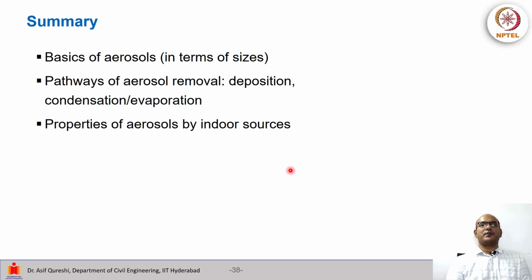So we can now summarize this lecture and the whole week, in which we have seen some basic properties of aerosols, primarily in terms of the sizes and the different modes: nucleation mode, Aitken mode, accumulation mode, coarse size mode. Then the pathways of aerosol removal within an indoor environment, which could be deposition, condensation, evaporation and other processes such as coagulation that may happen. And then in this series we have also seen the properties of aerosols by indoor sources.